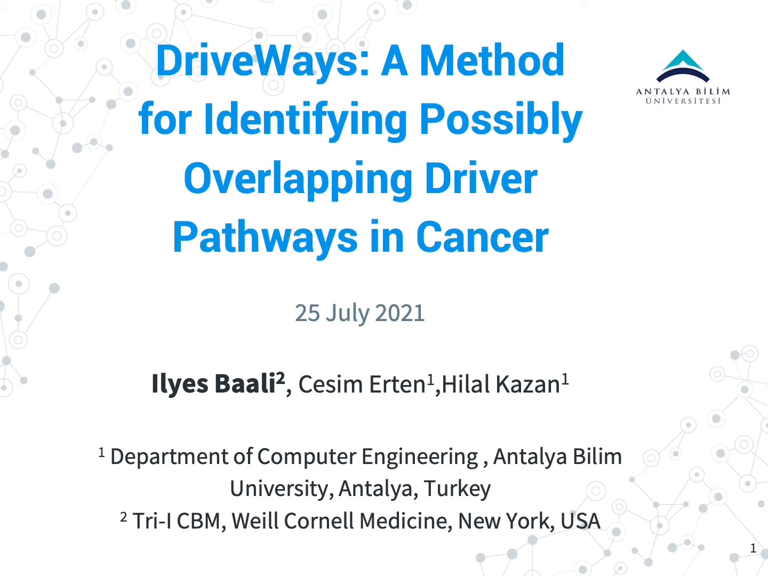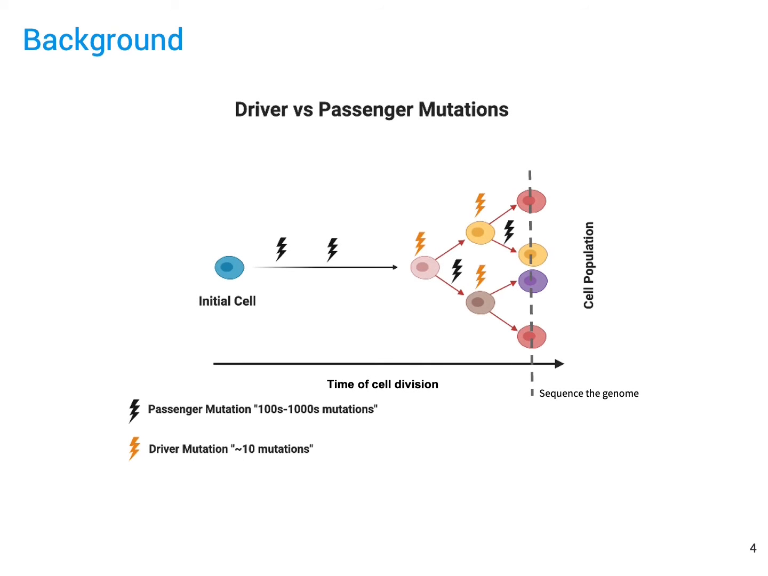Today I'll be talking about a method that I developed during my master studies called DriveWays to identify overlapping driver pathways in cancer. From cancer biology, we know that cancer is caused by a small set of somatic mutations known as driver mutations. Besides that, we have a much higher number of mutations known as passenger mutations. These mutations have no consequence for cancer. So for many years, researchers have been trying to distinguish between these driver and passenger mutations.